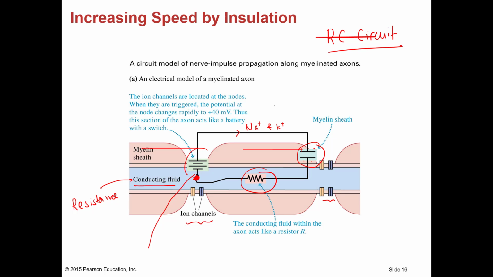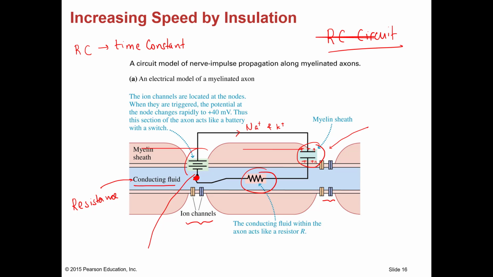So there is flow of sodium and potassium ions along this circuit, and there is accumulation of these ions on the myelin sheath, just like the accumulation of charge in a capacitor. We know an RC circuit is characterized by its time constant. If you remember from our previous discussion, the time constant is the time it takes to charge the capacitor by 67% of its maximum value.